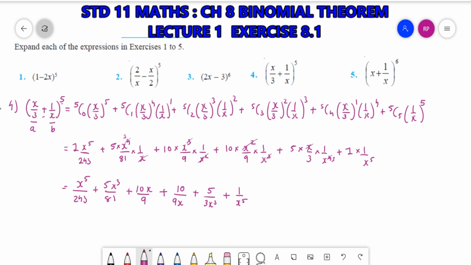Okay, so we have solved questions 2, 3 and 4. So based on that method, you have to solve questions 1 and 5 by yourself. Okay, so that's it for today.